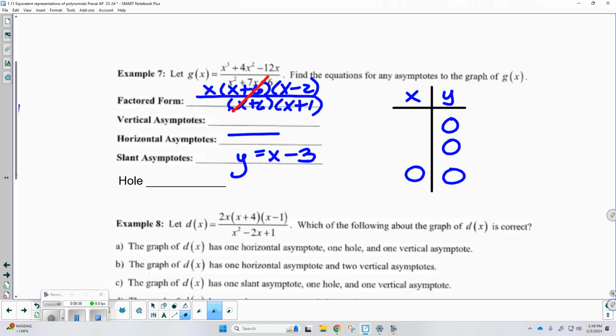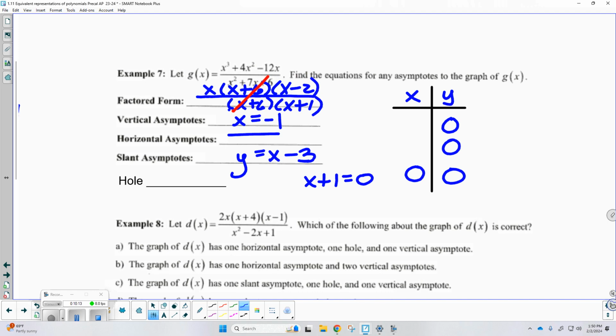Vertical asymptotes, where do they come from? Numerator or denominator? They come from the denominator. Now, because I've already had a pair of groups cancel, all that's left in the denominator is x plus 1. Okay, so I'm going to set that equal to what? Remember, all these groups, we continually set them equal to 0. So where would my vertical asymptote be? X equals -1. Okay.